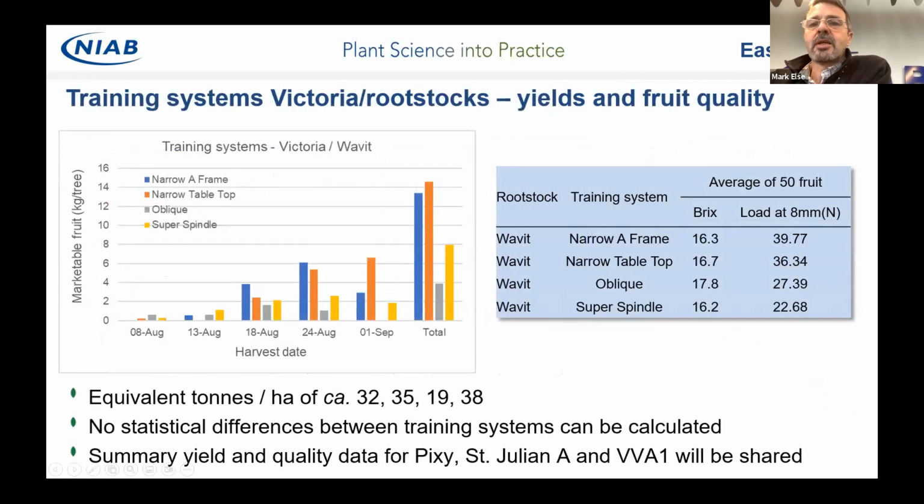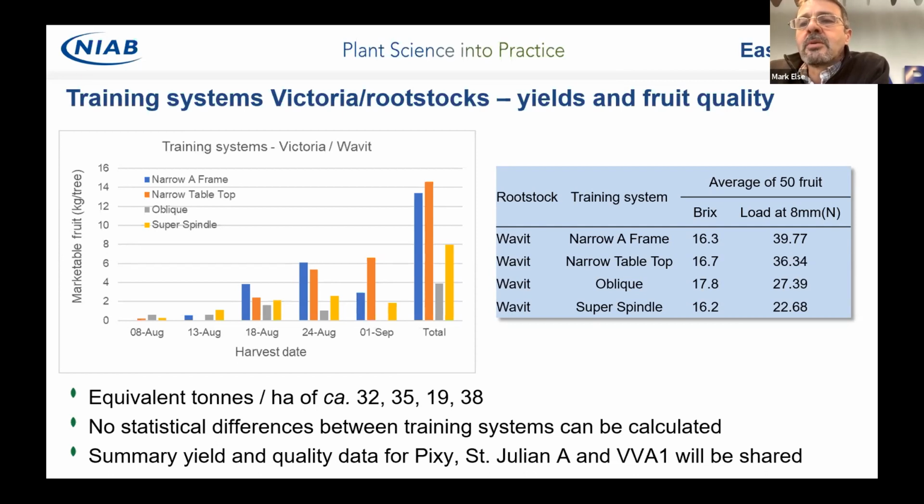So these were some of the results from the training systems, and you can see the training systems there in the graph. We have a narrow A-frame, narrow tabletop, an oblique system, and a super spindle. Now, these particular training systems and rootstocks aren't set out in a randomized, statistically rigorous design, and so we can't allocate any significant differences to those yields. But you can see there in the narrow A-frame and also the narrow tabletop, we're getting yields of around 14.5 kilograms per tree, which equates to about 32-35 tons per hectare.